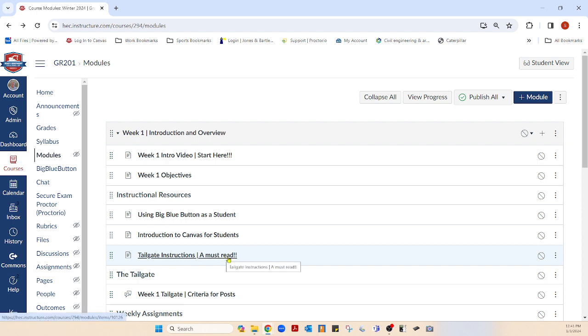Tailgate instructions, I want you to read this. Matter of fact, it's almost like from the beginning there's been an issue with the students' ability to remember that they must have 3 responses, if you recall. And I want to go over that again.